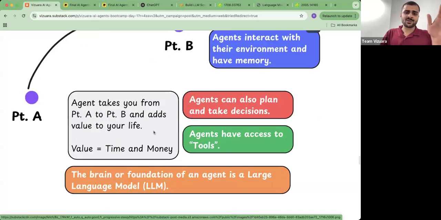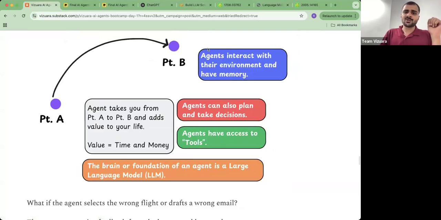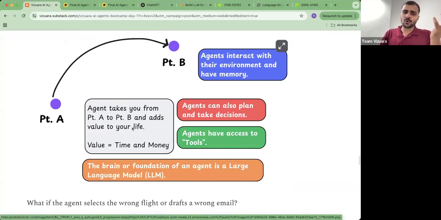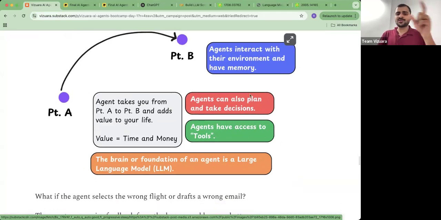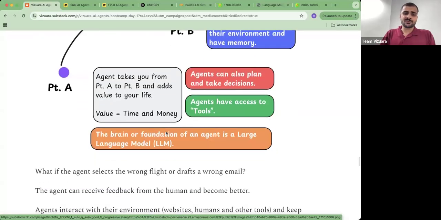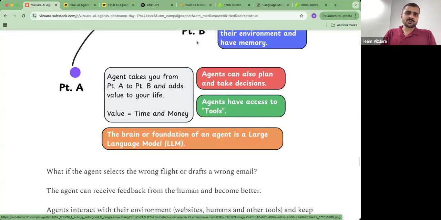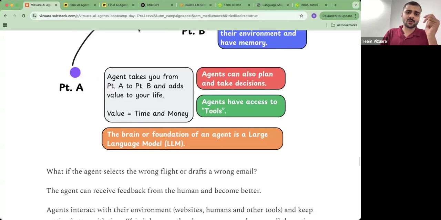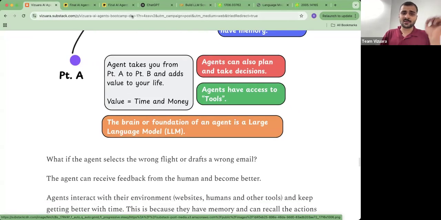And let me define agents finally once and for all. Agents take you from point A to point B and they add value to your life. They do this because they have access to tools. Using those tools, agents can plan and take decisions. They can also interact with the environment and they have memory. And the foundation of all of this, the foundation of planning, decision making, reasoning is a large language model. So I hope that sets up the stage for today's lecture, because if LLMs are indeed the foundations of agents, then we need to understand what exactly LLMs are.